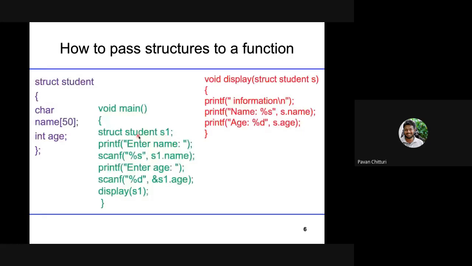So this s1 belongs to which data type? To this student data type. What does this student data type consist of? One character, one name, one age. Three things are there.